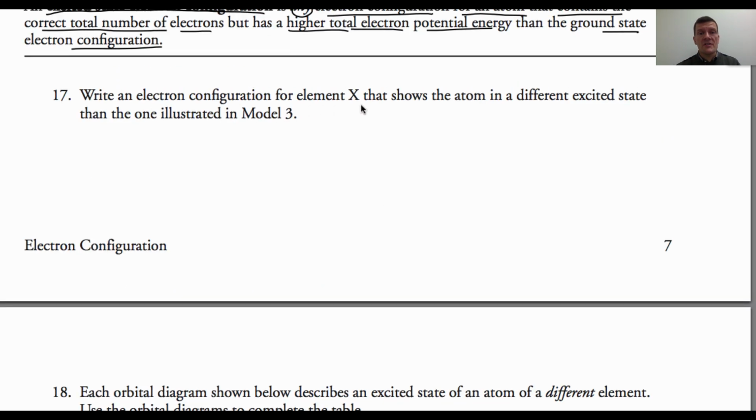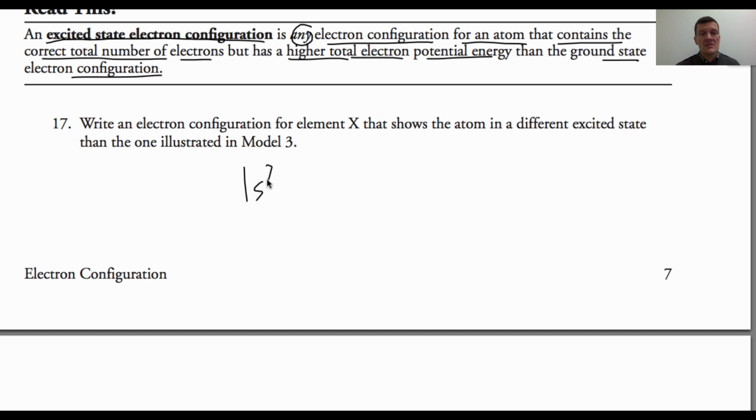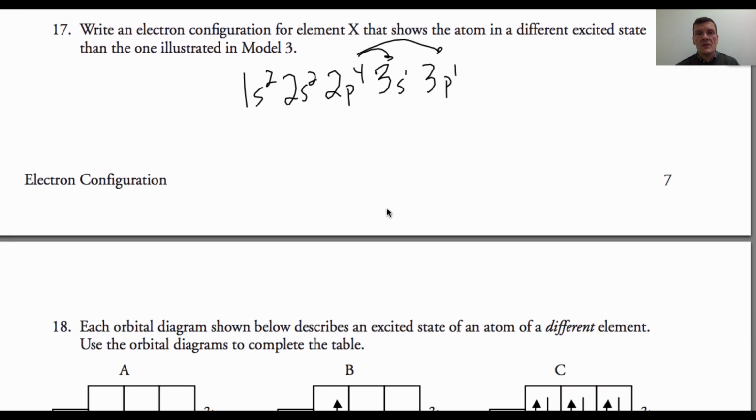Write an electron configuration for an element that shows the electron in a different excited state than the one illustrated. So we could have a 1s2, 2s2, 2p4 if you want, and then a 3s1 and a 3p1. Somehow now 2 electrons got moved up to higher energy positions. So there's lots of different variations there. That's just one more possible configuration for an atom at a higher potential energy position.